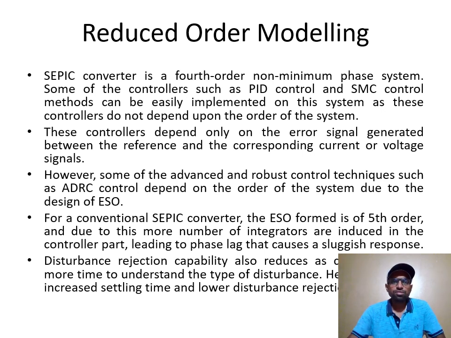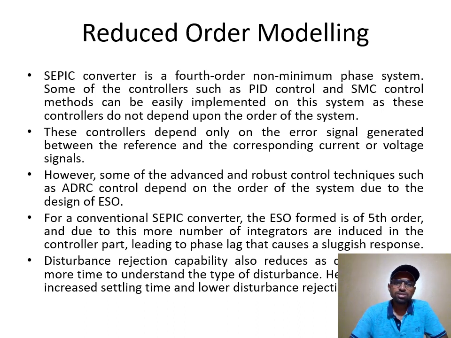Now the reduced order modeling of this converter. When I applied the ADRC control method to the normal transfer function of this converter, it was seen that the output is very sluggish. This is because the ESO formed in this controller, due to the fourth order system, was of fifth order. That led to more integrators, and this led to the phase lag that caused a sluggish response.